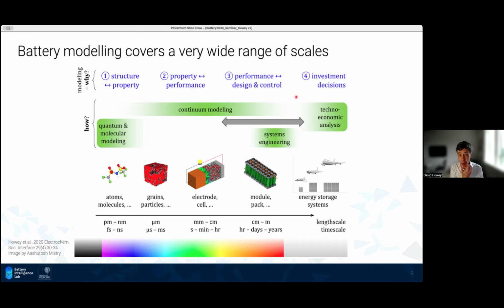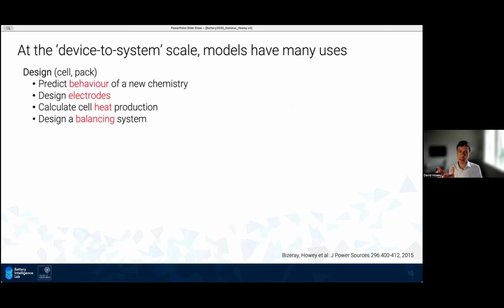So to give you a few more examples of the impact of modeling in this middle region, we could broadly think about it having an impact in three areas. The first one, I think, is design. So we could use models to, for example, predict the behavior of new chemistries. We could design electrodes. How thick or thin should they be? Where should the tabs be? We could look at heat production and so on.